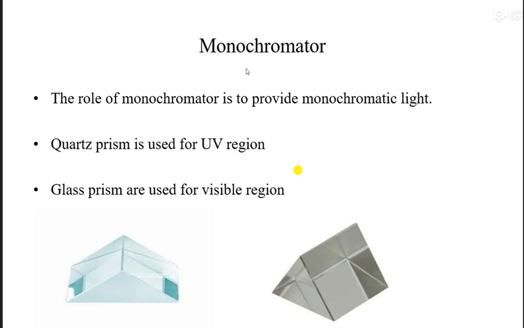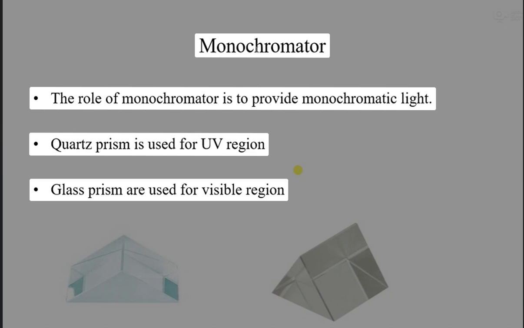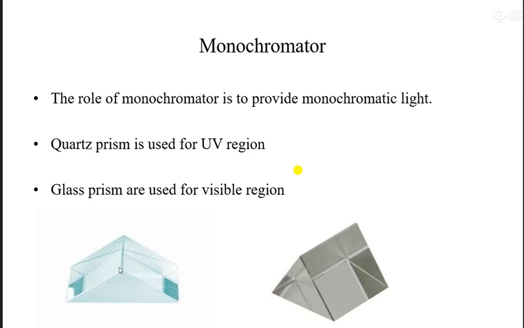Now, what's a monochromator? So here we can see the monochromator. The role of the monochromator is to provide monochromatic light. A quartz prism is used for the UV region and a glass prism is used for the visible region. Here we can see the quartz prism is like this and the glass prism is like this.